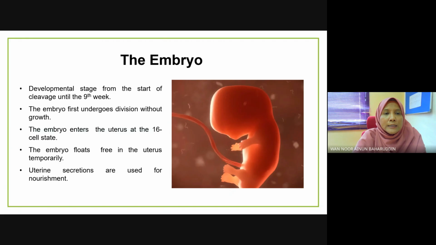Then we have the second stage of development, what we call the embryo. Starting from the 9th week, cleavage occurs. The embryo first undergoes division without any growth. The embryo enters the uterus at the 16-cell stage, and floats freely in the uterus temporarily. What will the embryo gain for nourishment? The nourishment is from uterine secretions.